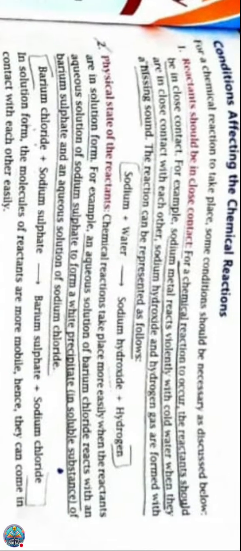So in this chapter, we are going to learn how we can make reaction more informative. If any chemical reaction is there, how we can make it more informative, or what are the conditions affecting the chemical reaction. So here you can see in the page, conditions which affect the chemical reaction. For chemical reaction to take place, some conditions should be necessary as discussed below. Reactant should be in close contact.